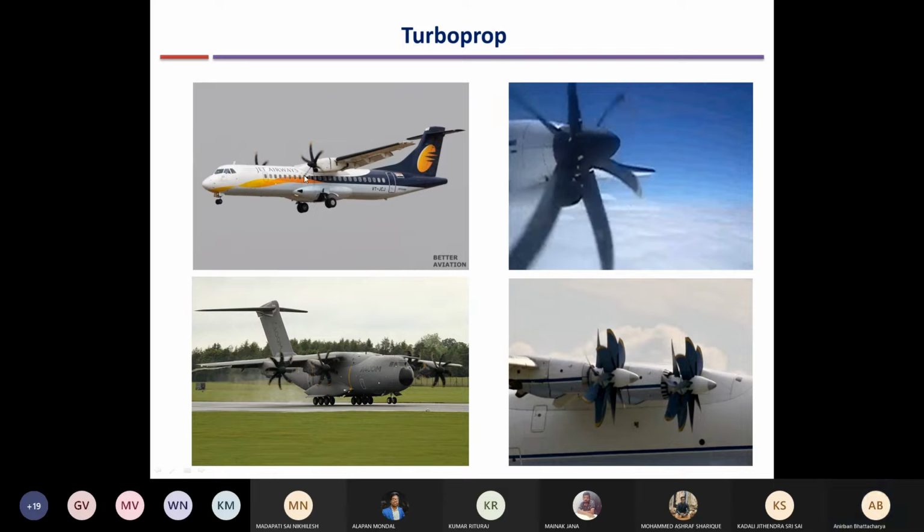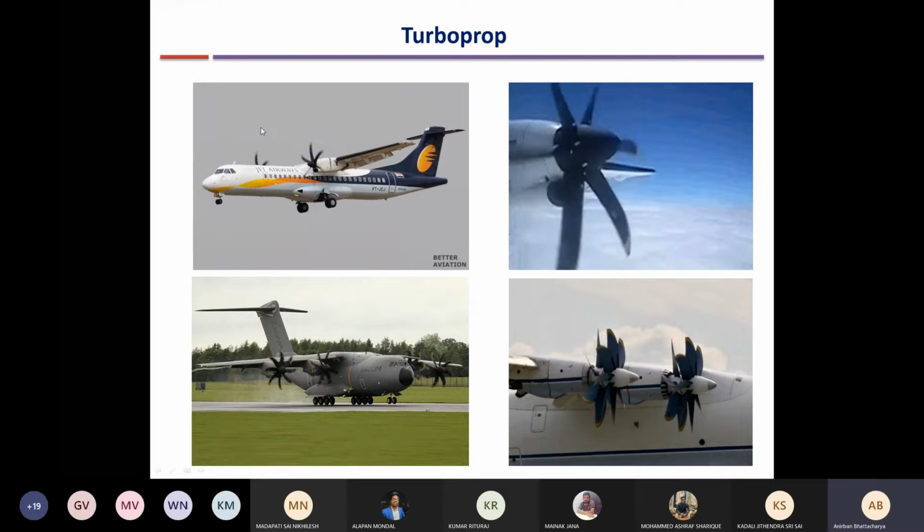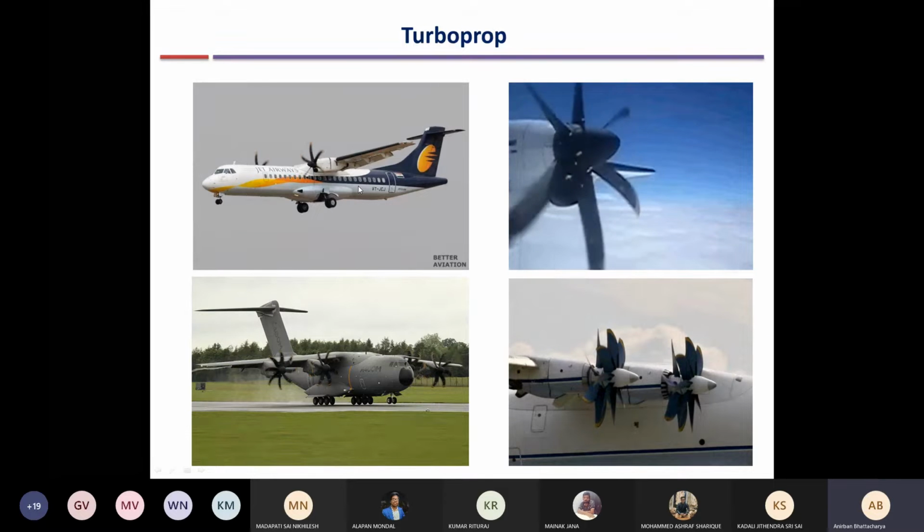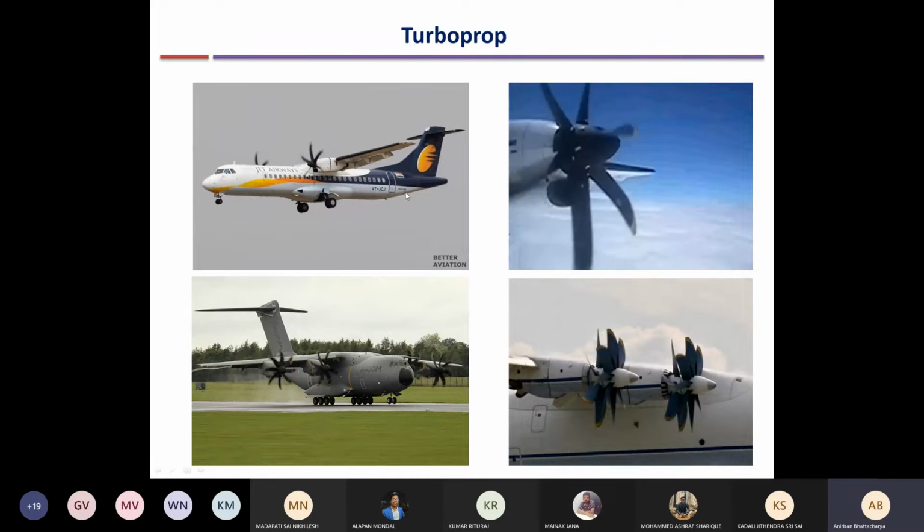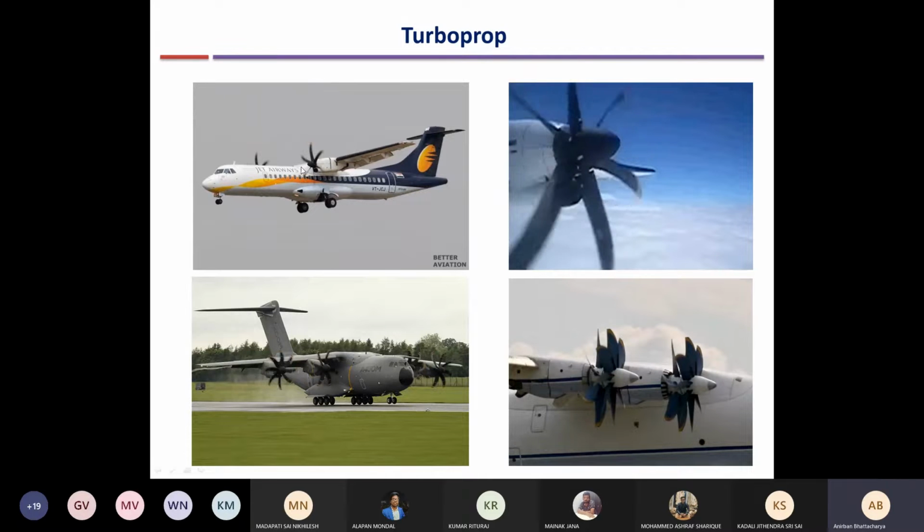You can take a close look if you get a chance to fly. Generally the boarding occurs from the back side, so you will be boarding very close to the propellers and engine. You can take a close look at the engine, what is happening. There is a small exhaust port here, very interesting to look at.